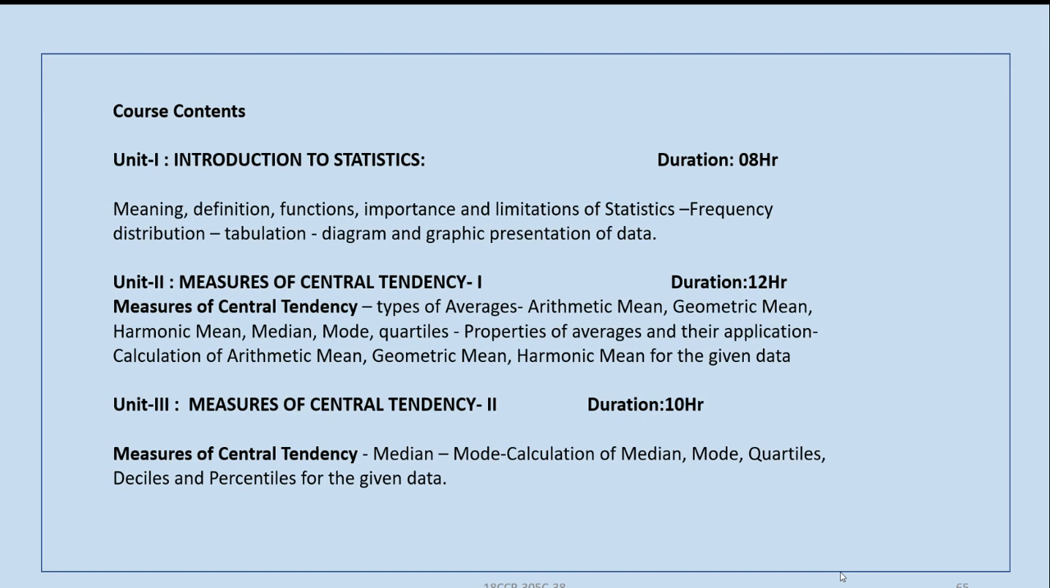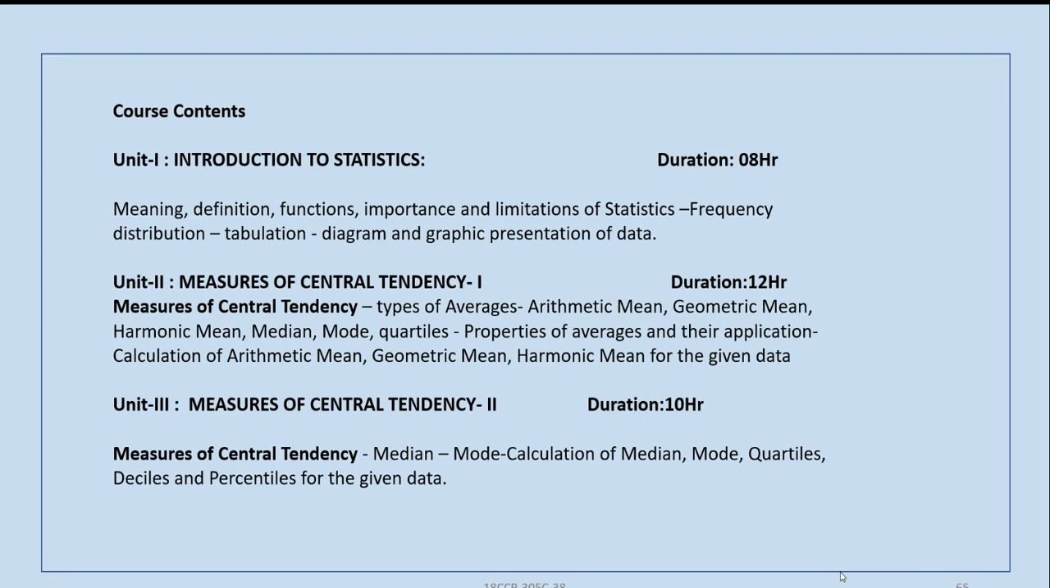To quickly summarize the syllabus, what we have seen in this subject. In the first unit, we have seen Introduction to Statistics, in which we have seen meaning, definitions, functions, importance, and the limitations of statistics in detail. And we have also understood what is frequency distribution and how it can be tabulated, how it can be done by preparing the table tabulation form. And we have also understood the graphic presentation of the data by preparing the diagrams and graphs.